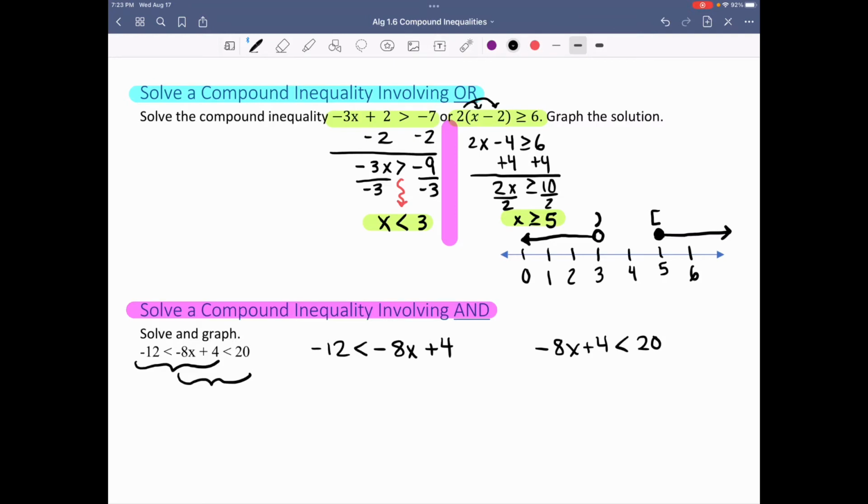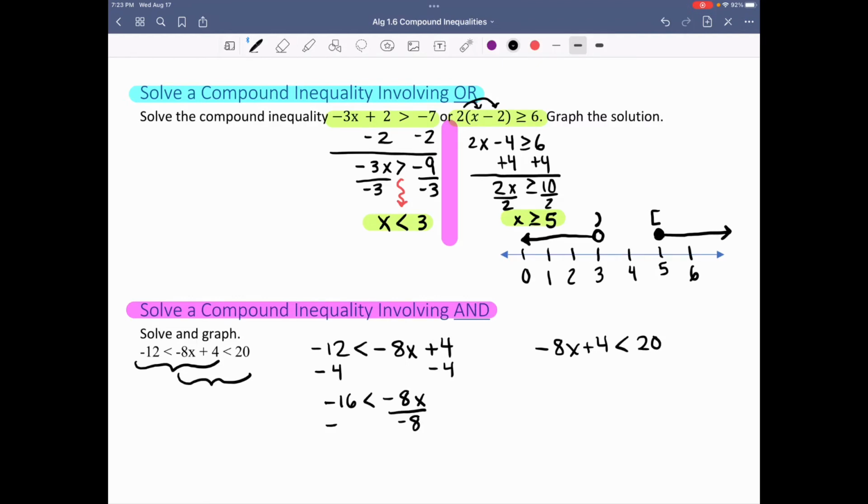The first thing we'll do is we're trying to get x by itself, so I will minus 4 on both sides. And that is negative 16 is less than negative 8x. Next, I'm going to divide by negative 8.